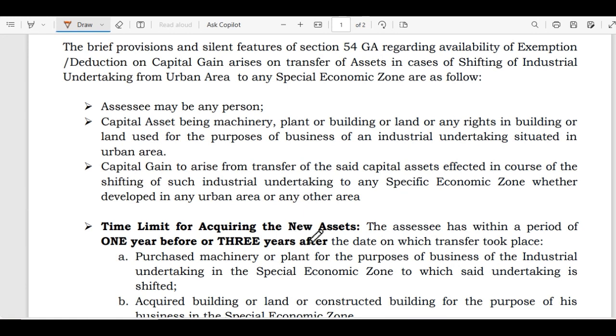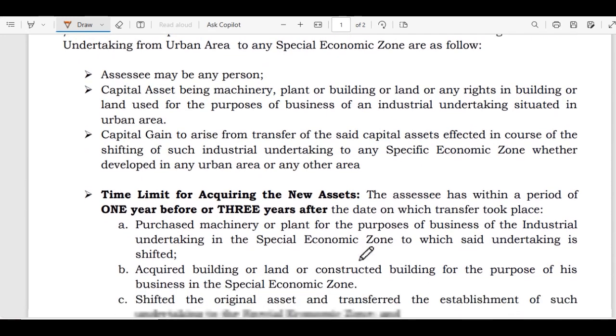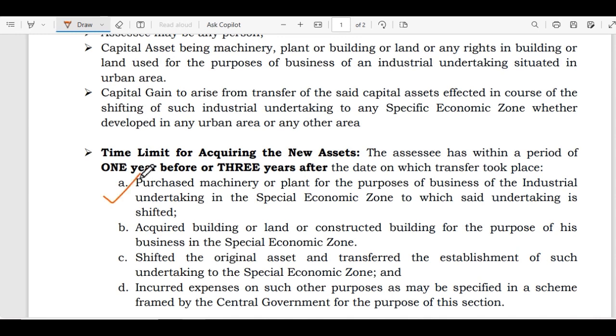Time limit for acquiring new asset. The assessee has, within a period of 1 year before or 3 years after the date on which the transfer took place, purchased machinery or plant for the purposes of business of industrial undertaking in the special economic zone to which said undertaking is shifted, acquired building or land or constructed building for the purpose of his business in the special economic zone, shifted the original asset and transferred the establishment of such undertaking to the special economic zone, and incurred expenses on such other purposes as may be specified in a scheme framed by Central Government for the purpose of this section.